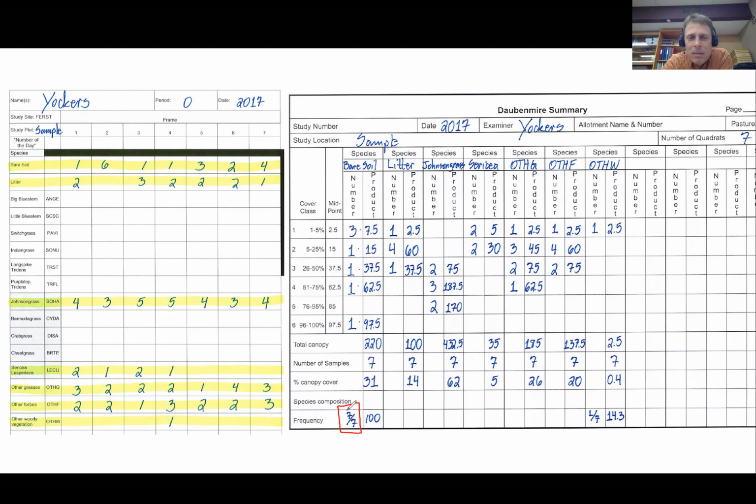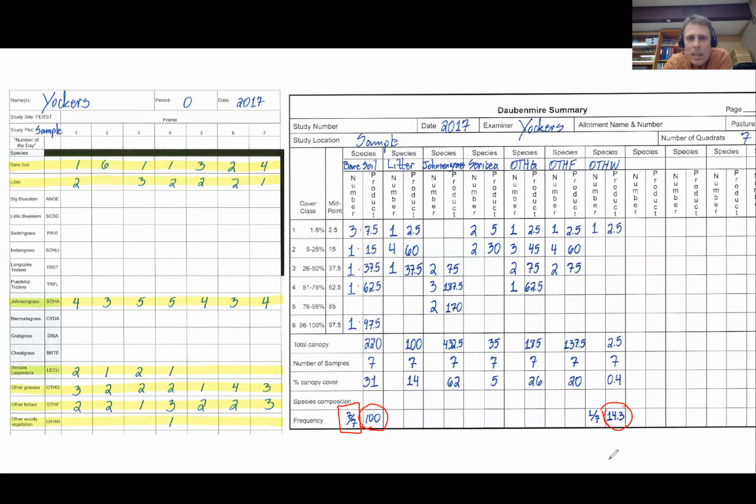So that means 7 out of my 7 frames had bare soil, and so that gave me 100% frequency. So I expect to find bare soil in any of my plots any of the time when I'm out there. And then the other woody vegetation, I had 1 frame that had cover class 1. So that was just 1 out of 7, and so only 1 out of 7 of my frames had other woody vegetation. That gave 1 out of 7, and on my calculator, it gives me 14.3%.